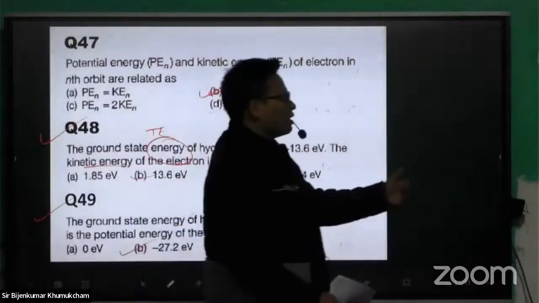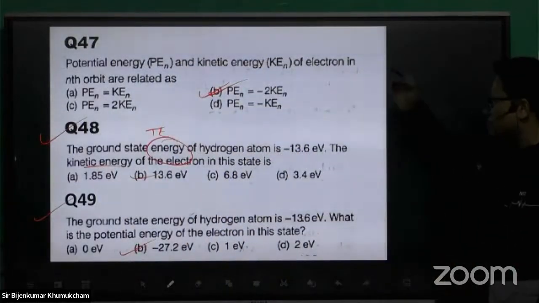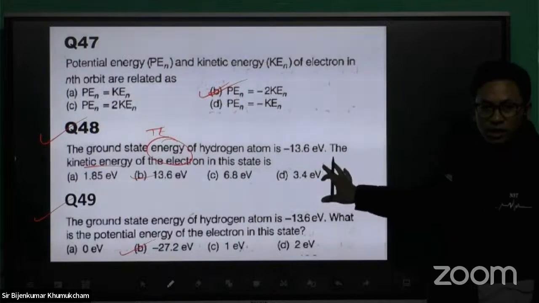The same question can be asked in gravitation. Any bounded system with that total energy and potential energy relations, you can use everywhere.